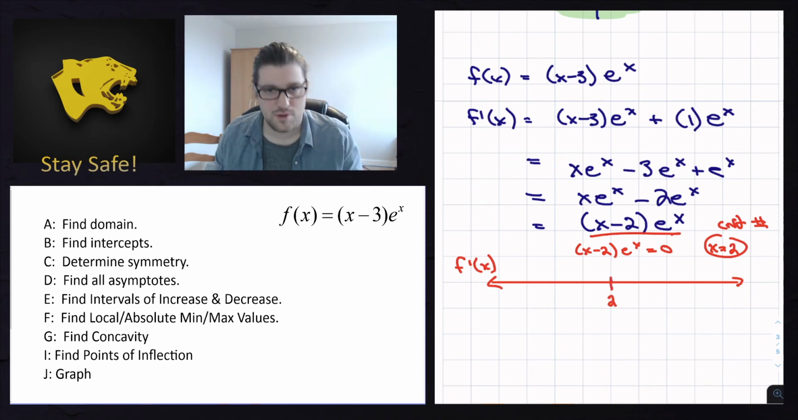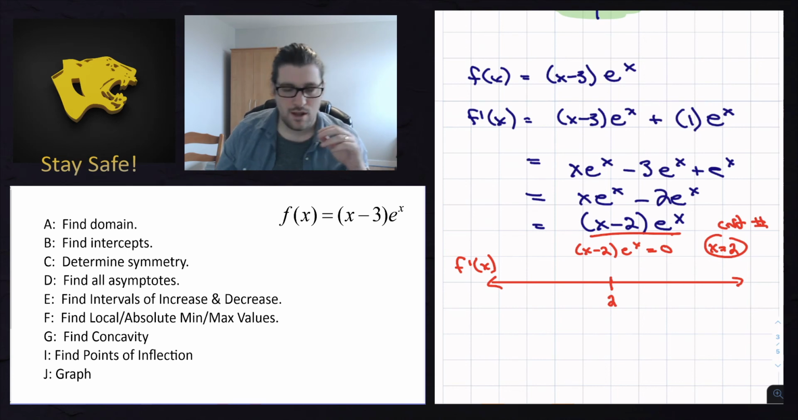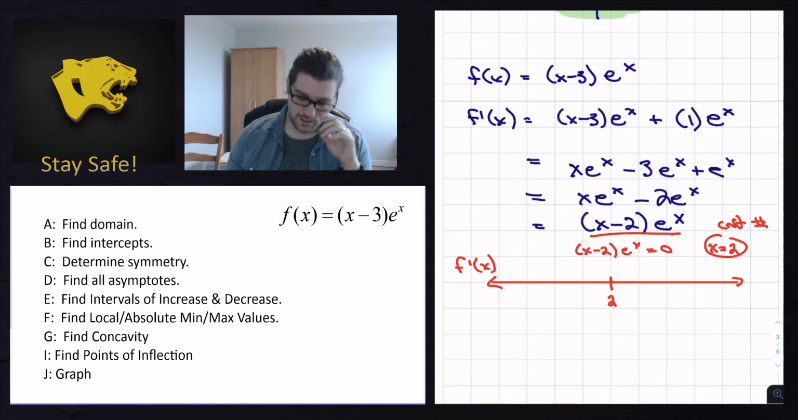So I only have to put a 2 on this number line, which is probably a little overkill for what it is, but I just need to test my derivative on the left-hand side of this critical number and on the right-hand side of this critical number. What that allows us to do is understand whether we're increasing or decreasing on either side of this.